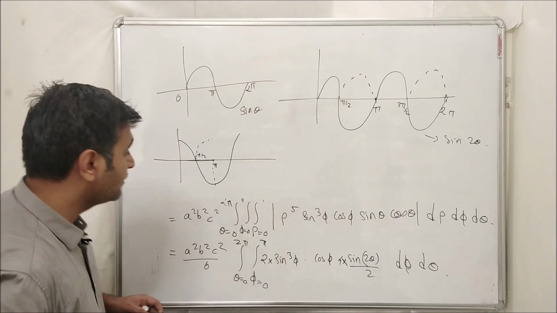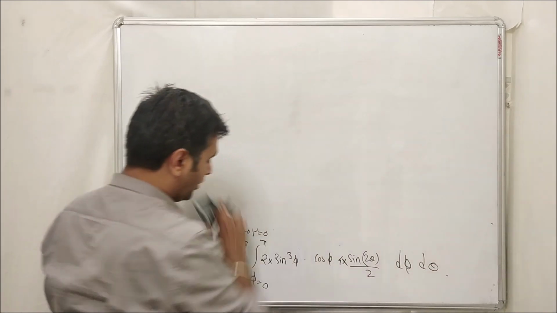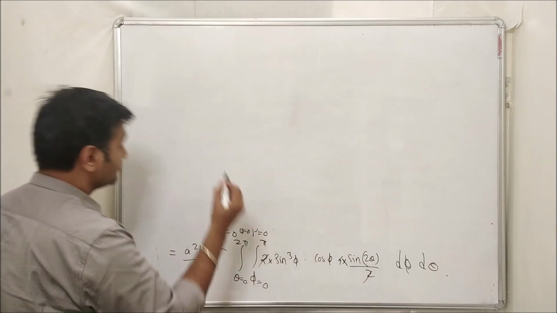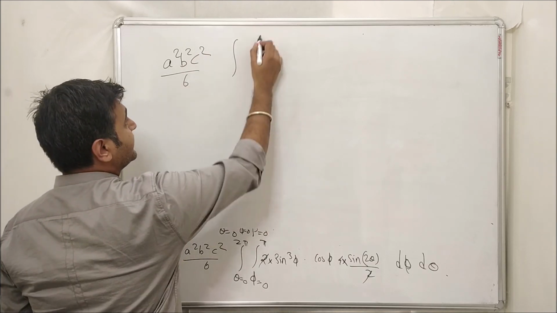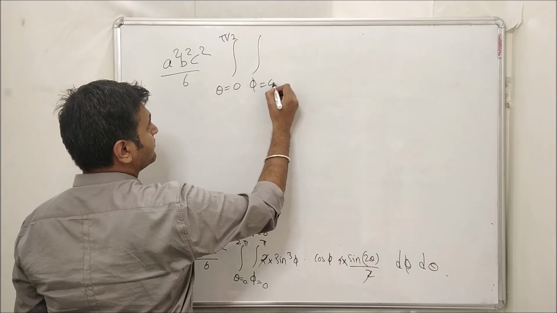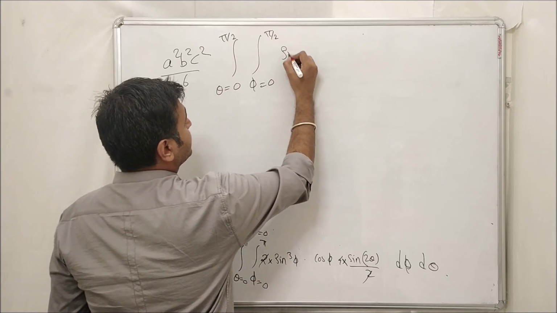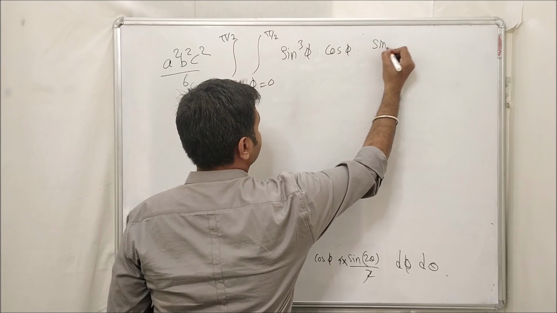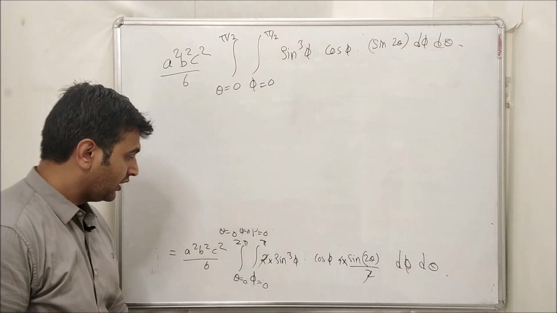So finally all the mod has gone, and now it is easier to solve because there is no more mod. So what do you have? Here the 2 will get cancelled. So you have a square b square c square upon 6, and integration theta from 0 to pi by 2, phi from 0 to pi by 2, because we are restricting. And here we have sine cube phi into cos phi into sine 2 theta d phi d theta. Good. That's what we have.